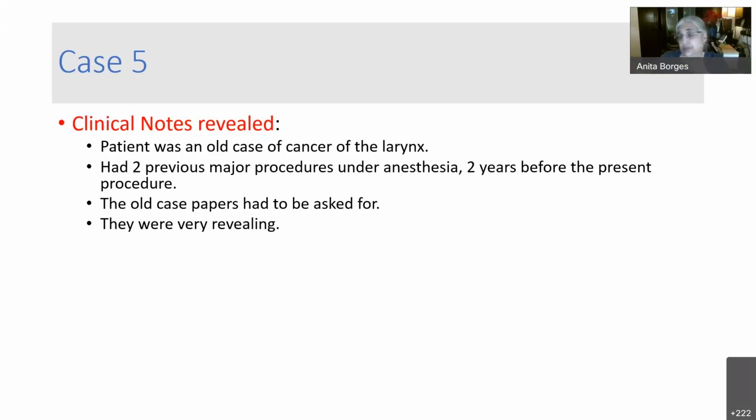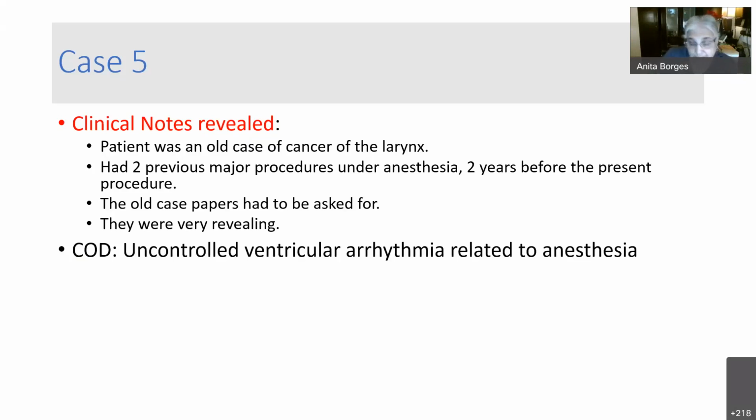Now they ran around, looking for the old notes and all that. And when they found them, they were very revealing. Those notes were the size of a textbook. There were so many heavy notes. And when I went through those notes, what did I find? That this patient had died, I surmised, of uncontrolled ventricular arrhythmia, which was related to anesthesia. Why? Because on reading those thick notes, what did I find?